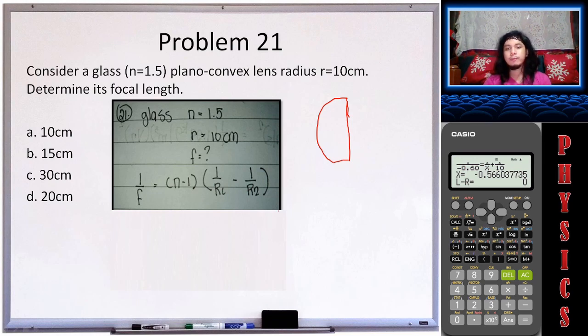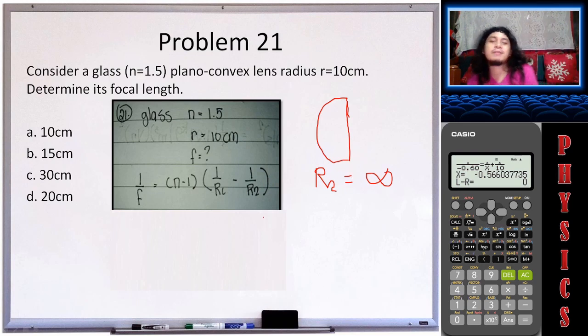Yung kabila, 0 yung radius. Paano magiging 0 yan? Ano yan? 1 over 0, ano yan? Infinity. Bawal yun, di ba? Of course, hindi yun yung 0. Ang magiging 0 po, itong buo, yung 1 over R2. Paano magiging 0 yan? Kapag po plano-convex, yung isang radius ay, syempre hindi yan 0, infinite. Para maging 0 yan, 1 over infinite is 0. Okay? So, tatandaan natin kapag plano-convex.